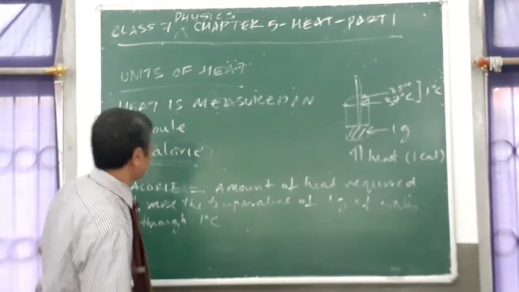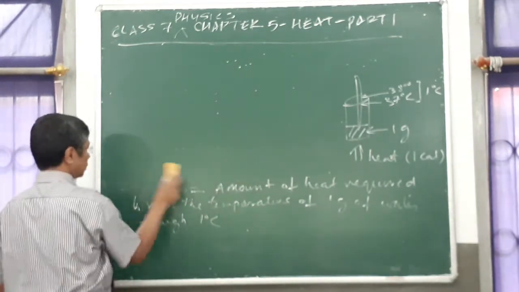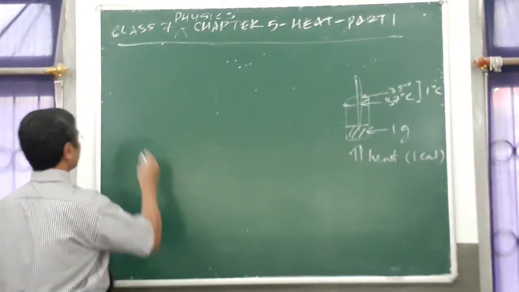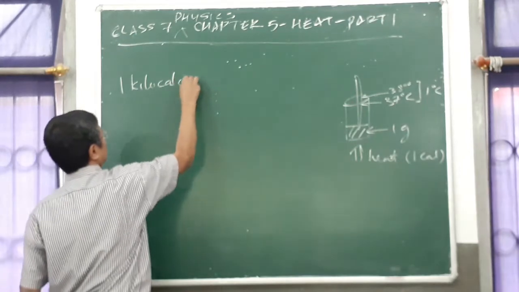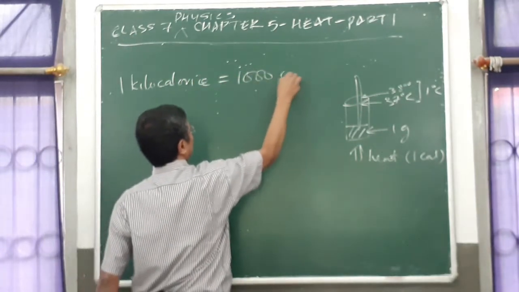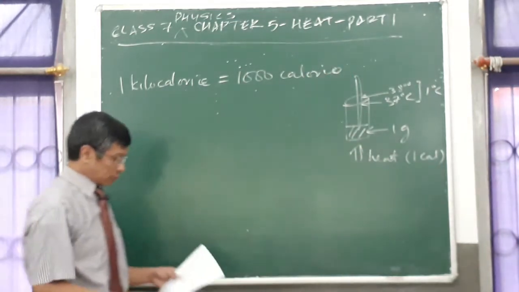Now, calorie is a small unit. So, the bigger unit of calorie is kilocalorie, and calorie is related to kilocalorie in the following manner: 1 kilocalorie is equivalent to 1000 calories. This is something that you have to remember and note down.